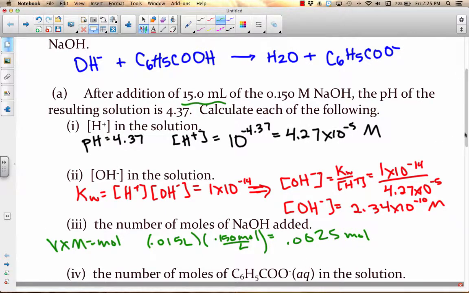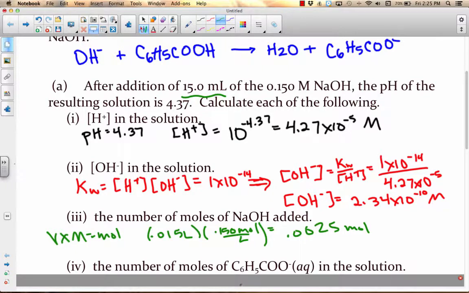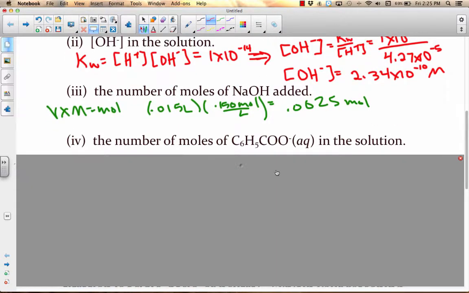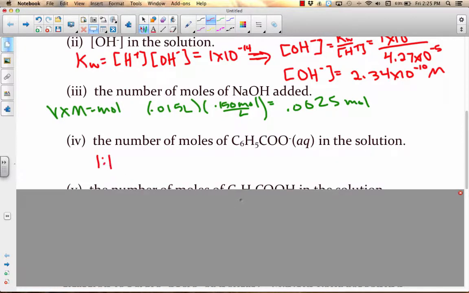Therefore, on part number 4, we want the number of moles of benzoate ions in the solution. The benzoate ion was formed in the reaction in which the sodium hydroxide was consumed. So if I lost 0.00225 moles of hydroxide, that means I must have formed 0.00225 moles of benzoate. So in question number 4, we can say because of the 1-to-1 mole ratio, we know that the benzoate ions are also 0.00225 moles.